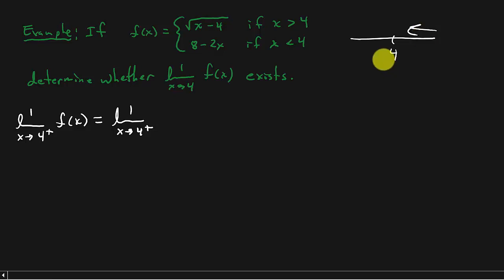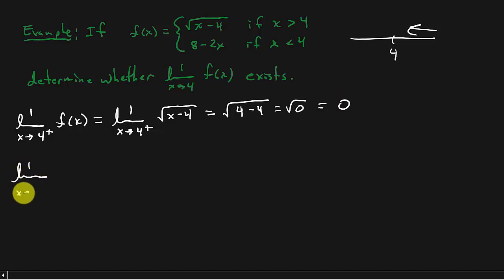Well, what values are greater than 4? That's this first one up here. So that's going to be the square root of x minus 4. And so now I can just plug the 4 in. So that's the square root of 4 minus 4, which is the square root of 0, which equals 0. All right, now let's look at this one.